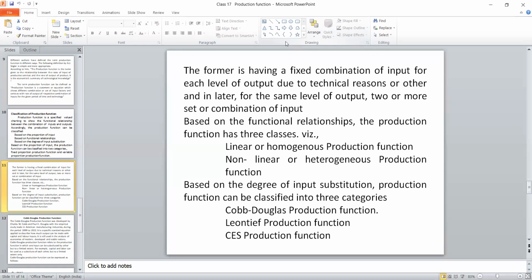Based on the degree, there are different theories for production function. Our syllabus covers only the Cobb-Douglas production function. Apart from that, there are two more production functions called Leontief production function and CES production function. CES means constant elasticity of substitution production function. So how do we classify the production function? First one based on the input proportion, fixed and variable. Second, based on the function, linear and non-linear. Based on the degree of substitution, there are three types: Cobb-Douglas production function, Leontief production function, and CES production function.